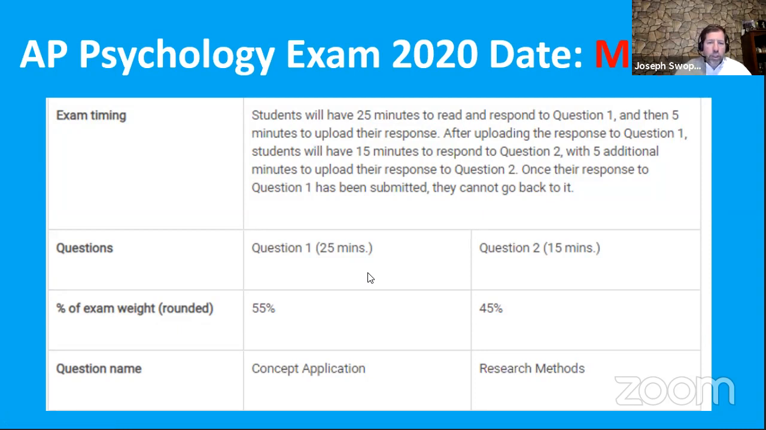There's going to be 2 questions. You're going to have 25 minutes once you open the app, once you log in, to do and upload question 1. Okay, so that's 25 minutes. And then question 2 is 15 minutes. And you'll notice the weight is a little bit proportional.